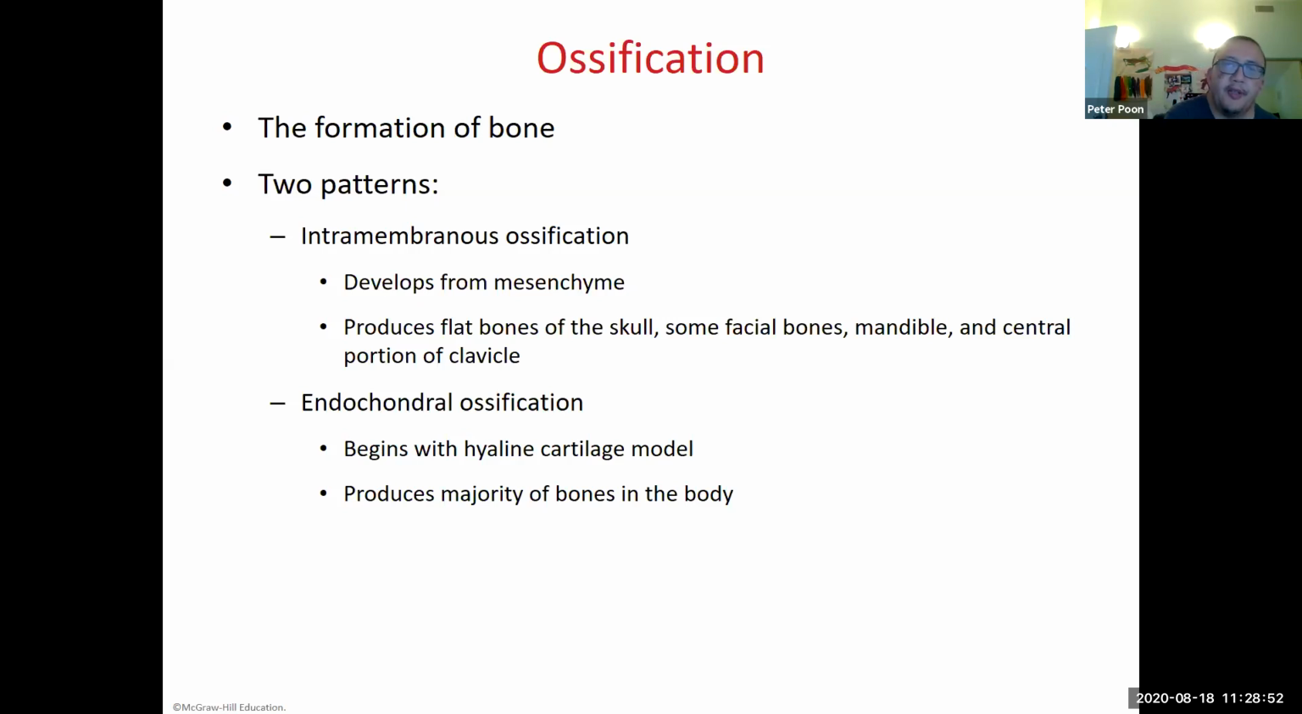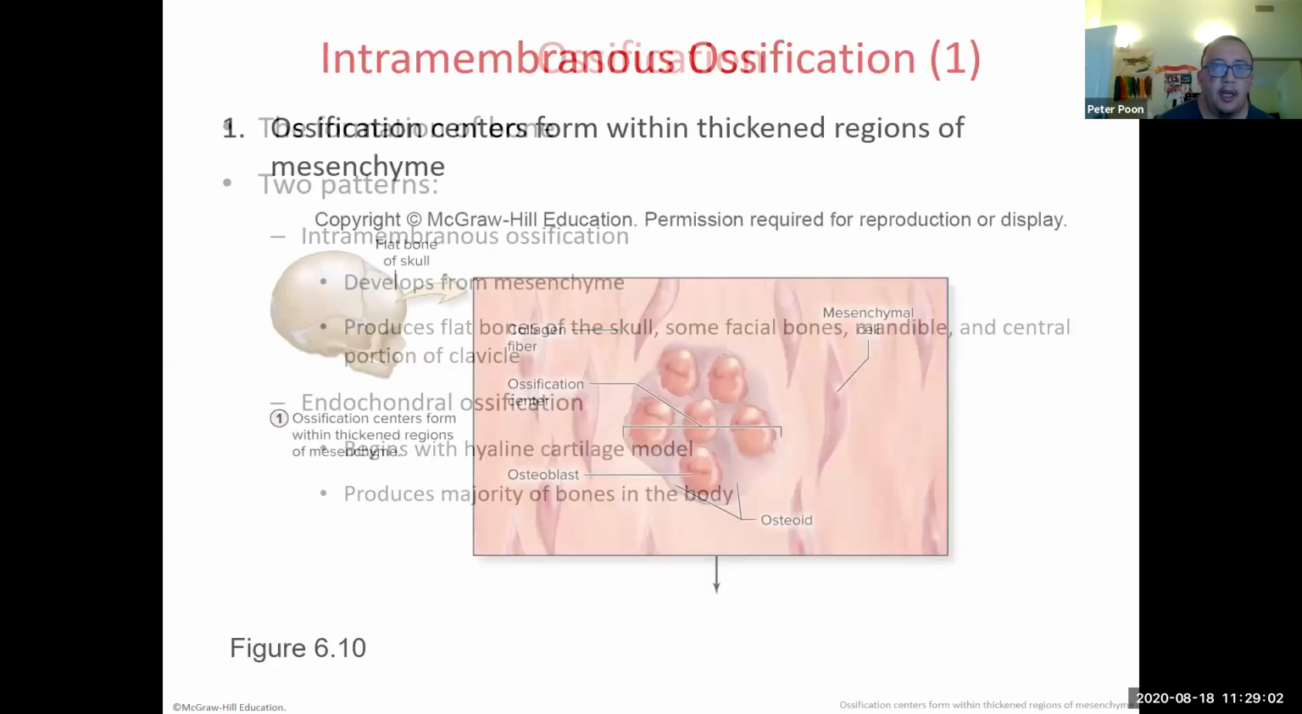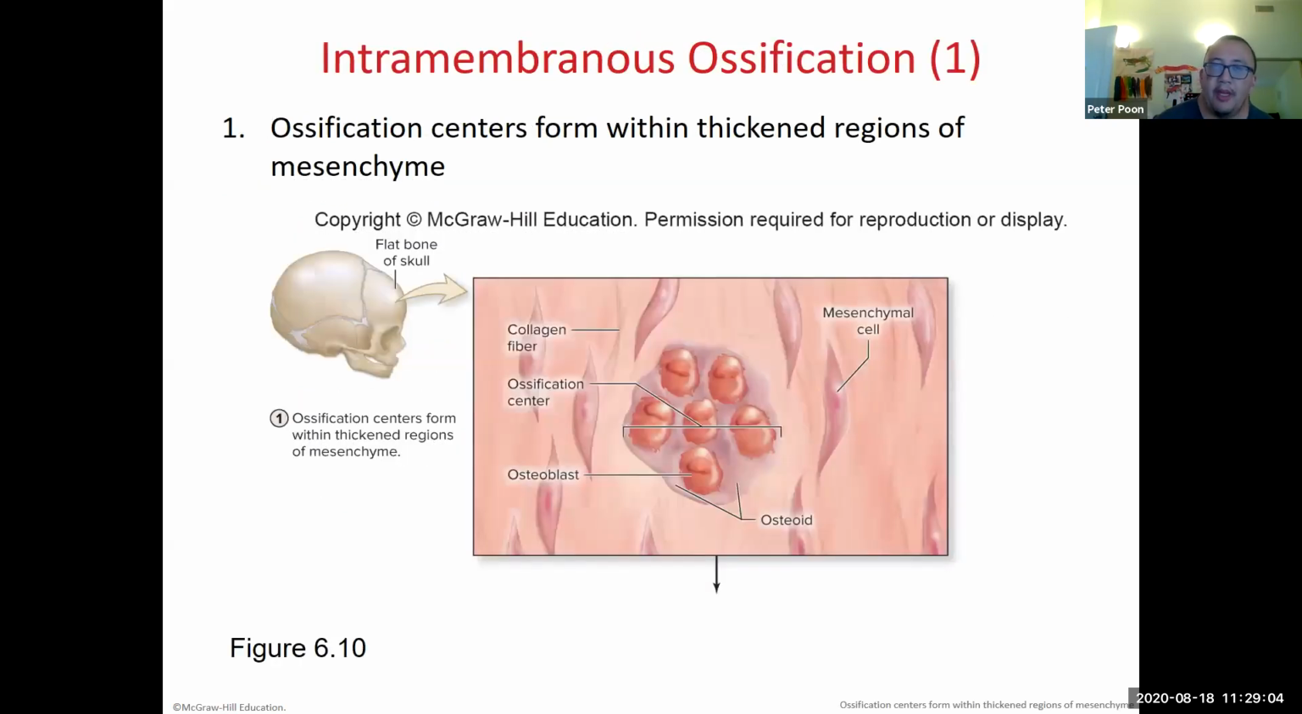Okay, there are two patterns of bone formation, two ways we form bones: intramembranous ossification and endochondral ossification. Intramembranous means inside membranes. You grow an ossification center. The ossification center is exactly what it sounds like. Bone will start forming from the ossification center.